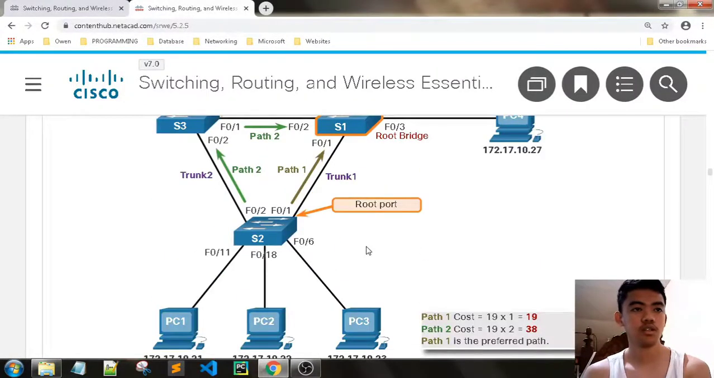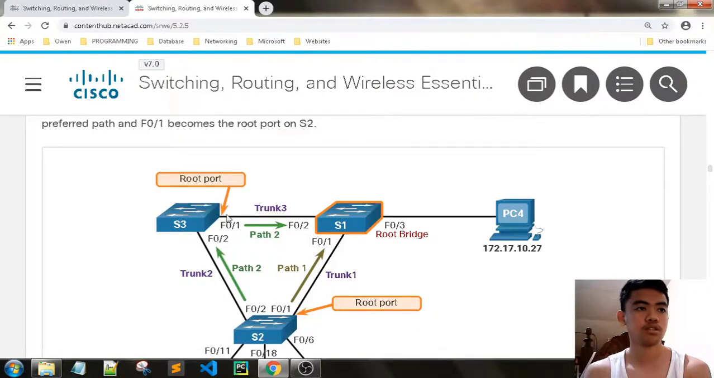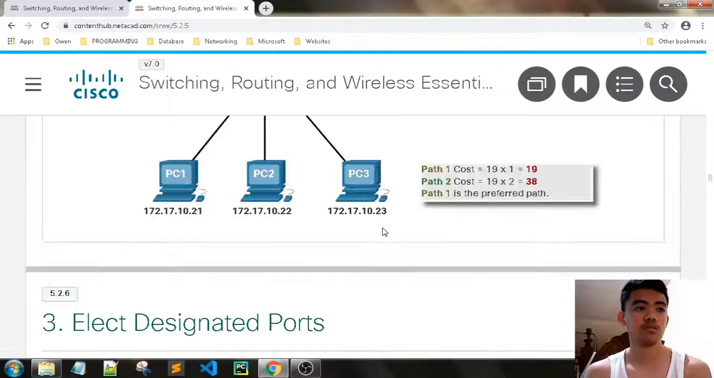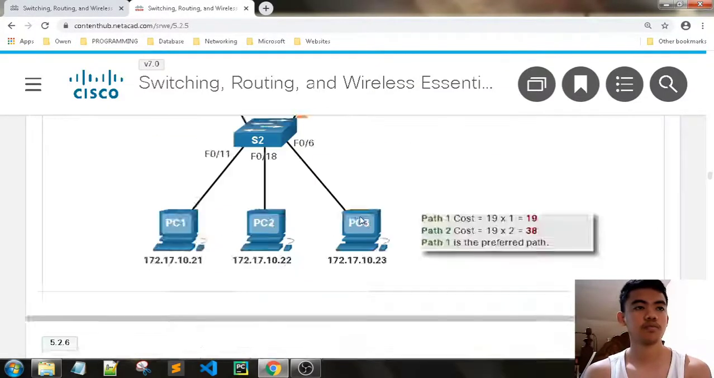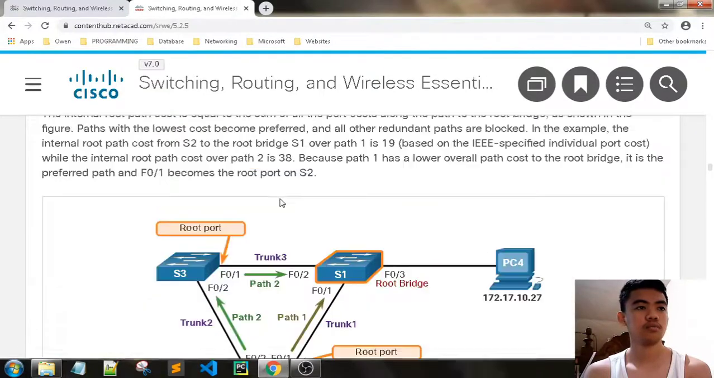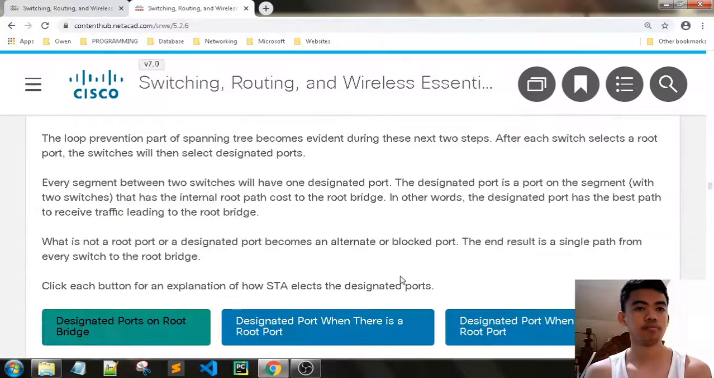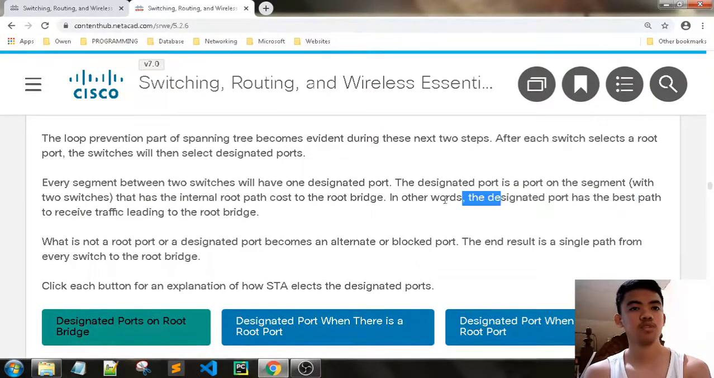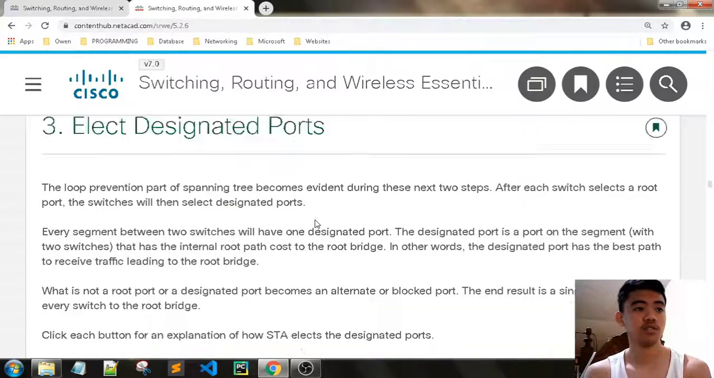It's quite confusing, but I think the root port is the one with the egress, and the designated port is the ingress, so it accepts frames. Okay, let's see. Every segment between two switches will have one designated port. The designated port has the best path to receive traffic leading to the root bridge.